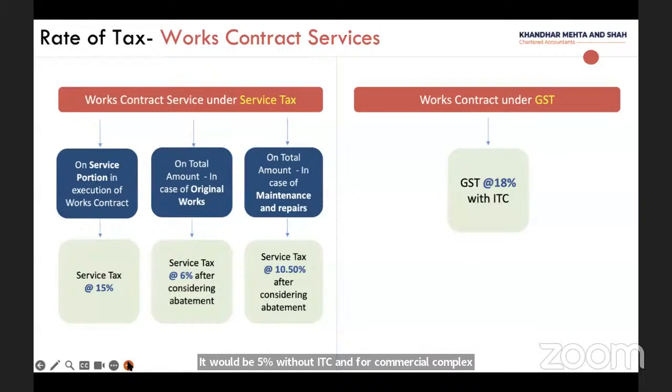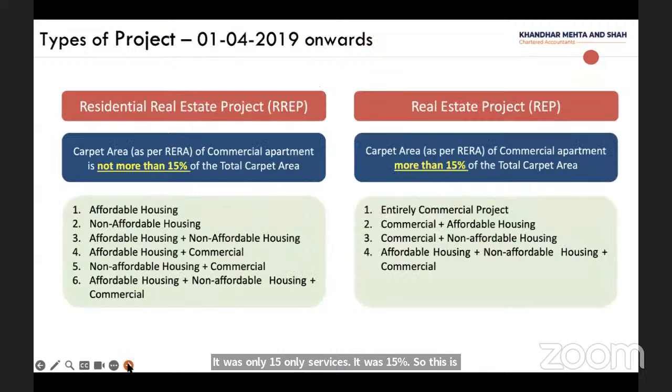Works contract service, throughout the period it is 18% with ITC. On certain government contracts, it was 12%. But as of now, after 18th of July 2022, they have done away with that reduced rate of 12%. Every works contract is taxable at 18% with ITC. Prior to GST, during service tax, there was a bifurcation: in case of original works, where a major amount of goods is involved, it was 6%. In maintenance and repairs, it was 10.5%, and in only services, it was 15%. So this is merely a comparison of before GST and after GST.